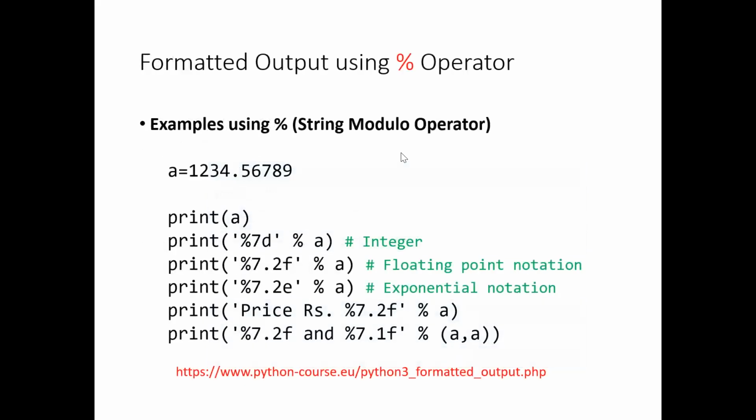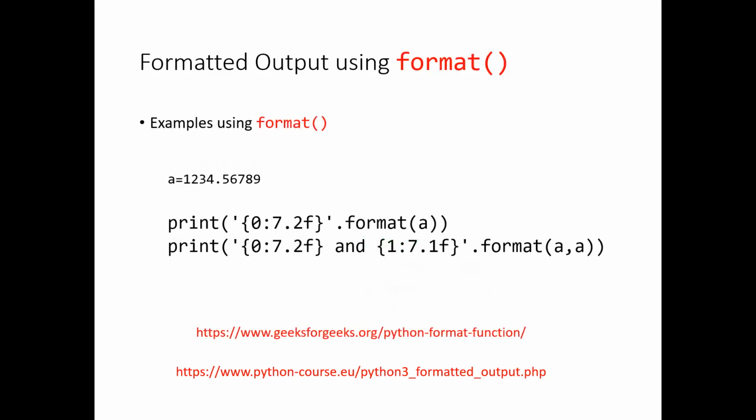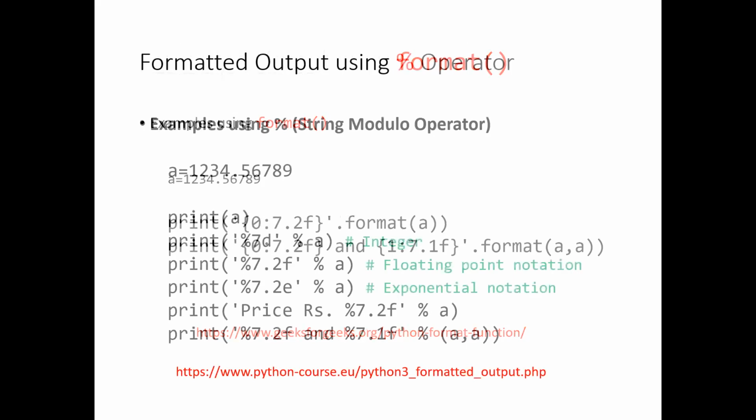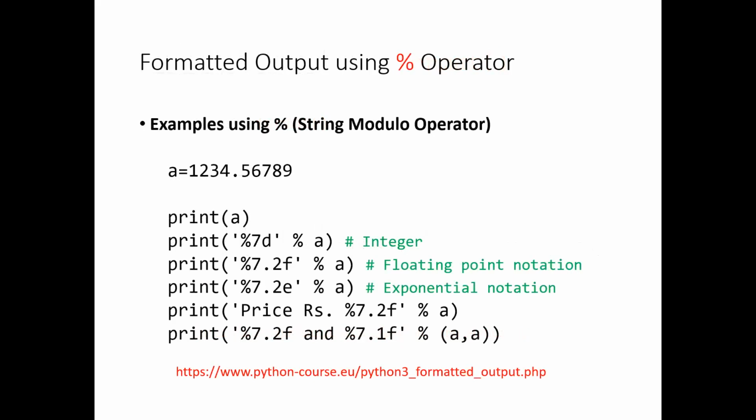There are multiple ways, so I'm going to at least briefly discuss all three. The first one using the modulo operator, the second one using format, and the latest one using what we call formatted strings, or F-strings, right? Now, to start with, today I'm going to change my IDE to Google Colab. So let me start and share with you.